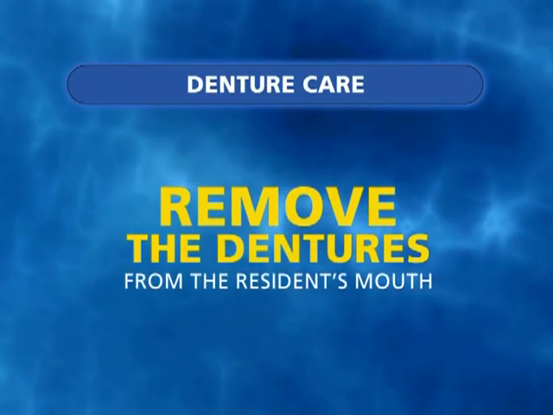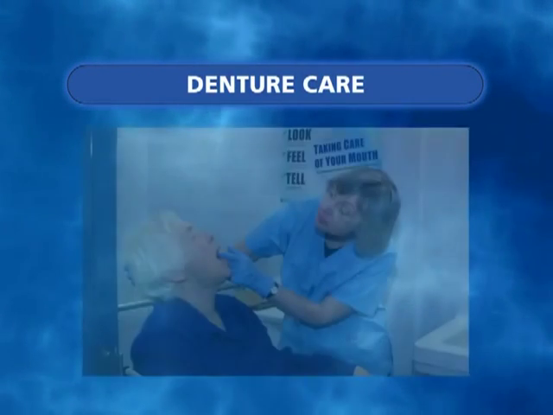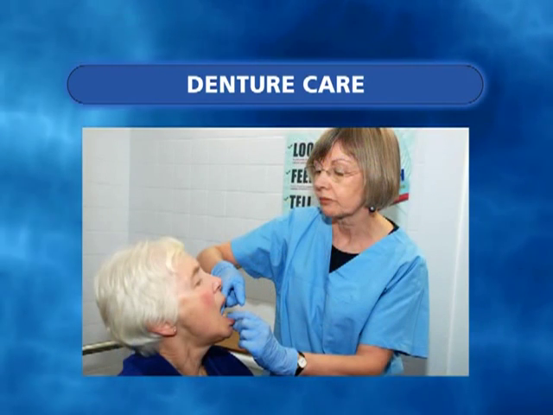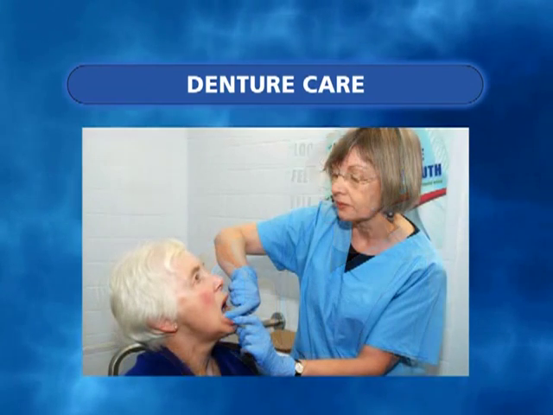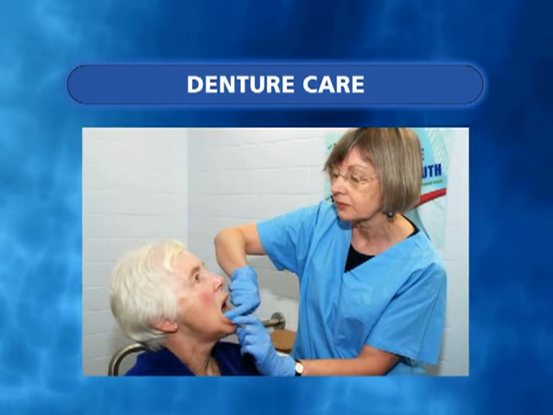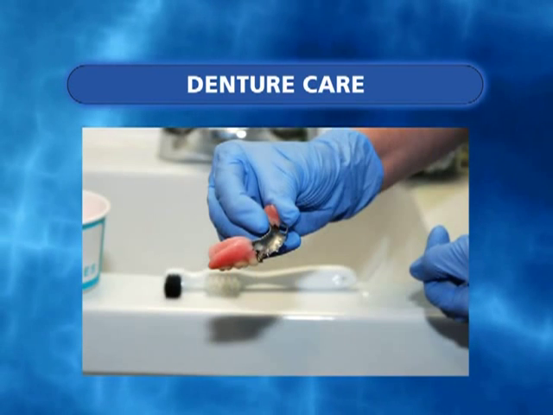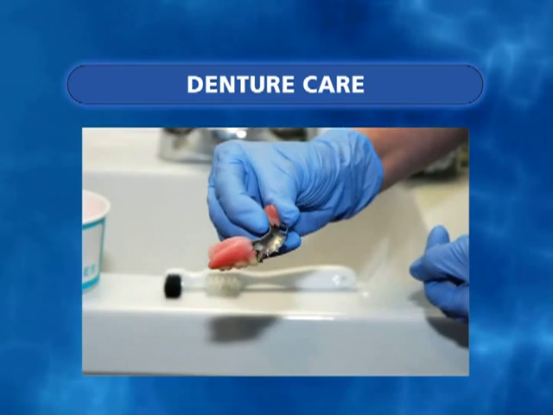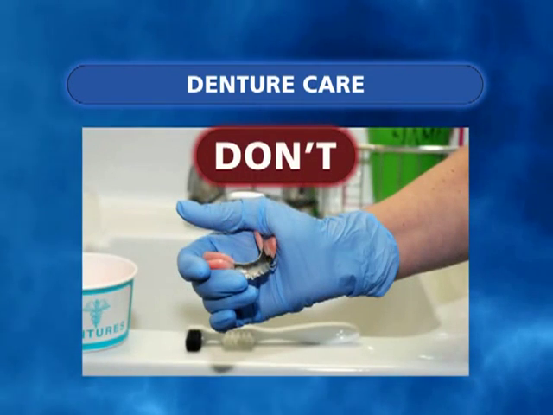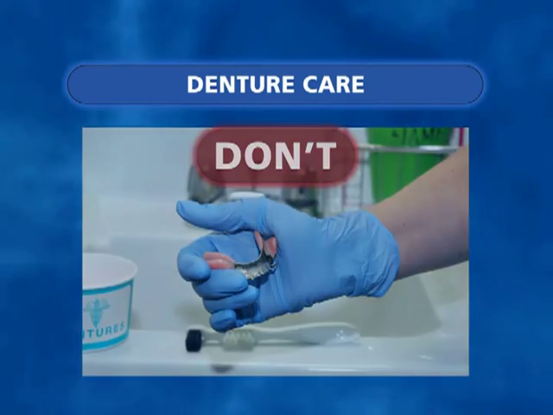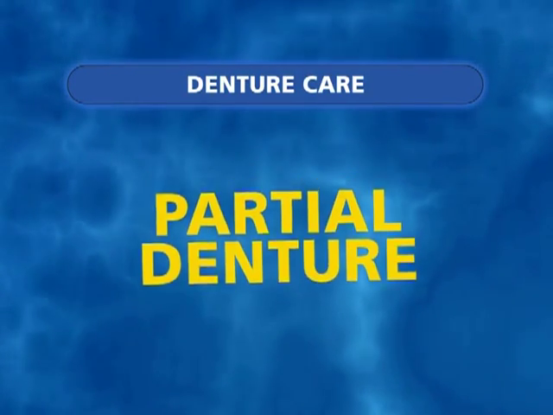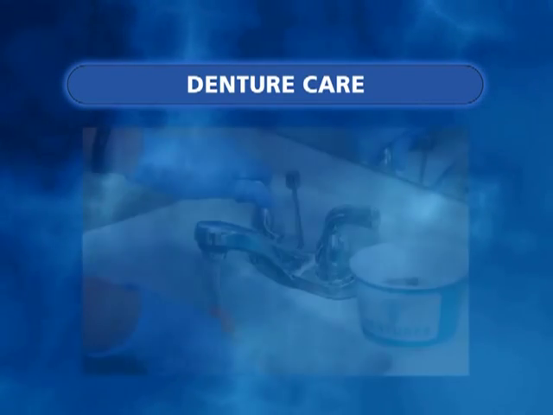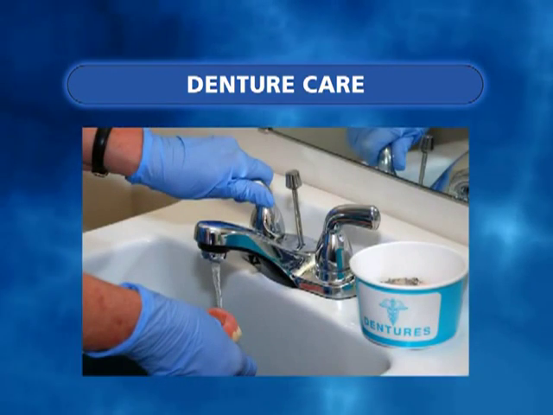Remove the dentures from the resident's mouth. To remove the dentures, place your finger at the back of the mouth and loosen the dentures by pulling them down from the roof of the mouth or pulling them up from the floor of the mouth. Hold the denture firmly between the thumb and forefinger of your non-dominant hand. Never hold a denture, especially a partial, cupped in your hand. This increases the chance of dropping the denture and could bend or break a partial. Rinse the denture to remove any loose debris and saliva.